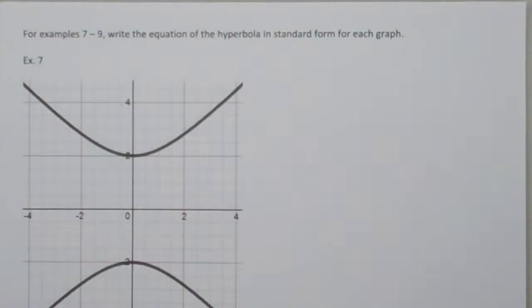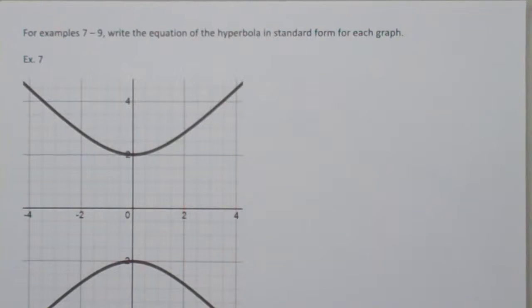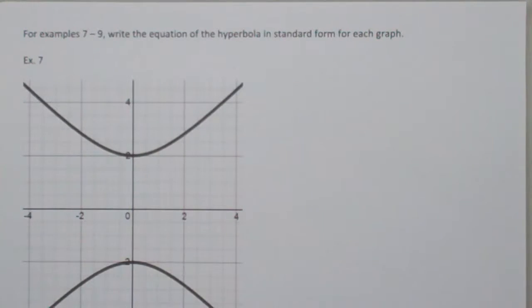Alright, example 7 starts off a few examples here where we're given a graph and we actually need to write the equation of this thing. Now, what you will be given most oftentimes is the value of b. That can be a little bit hard to discern. We're going to try to do that though just by hand here and see if we can extend those asymptotes.